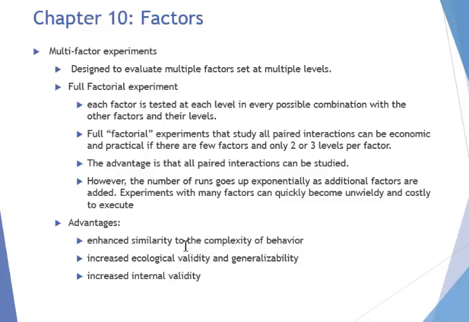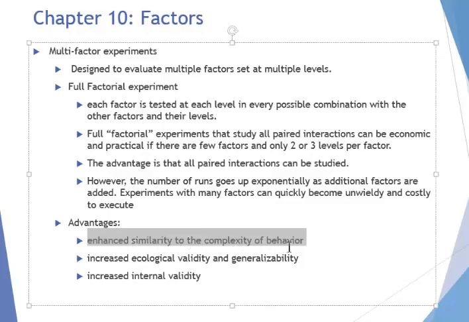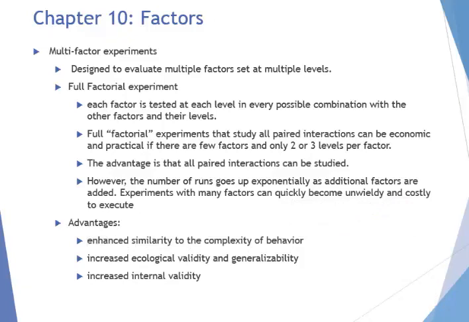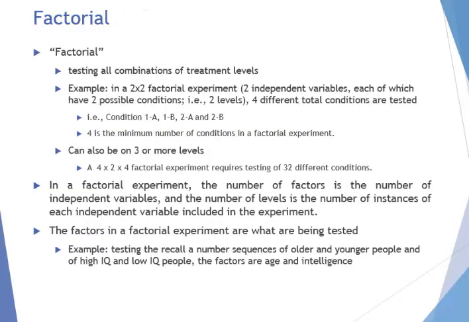The advantage of a full factorial experiment, of course, is that it enhances similarity to the complexity of behavior. What you're doing is you're combining different factors and different combinations, just like in real life. There are many different factors that determine people's behavior and people's reactions to things. It has ecological validity and generalizability in terms of the way it can be simulated in real life, really for the same reason. And it also increases internal validity because you're testing all the different possibilities by testing all these various combinations. So that's really what factorial is.